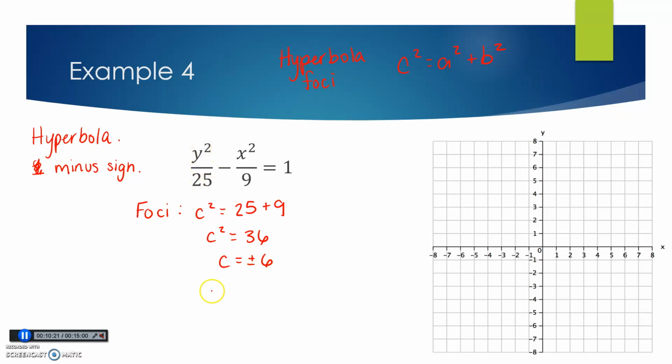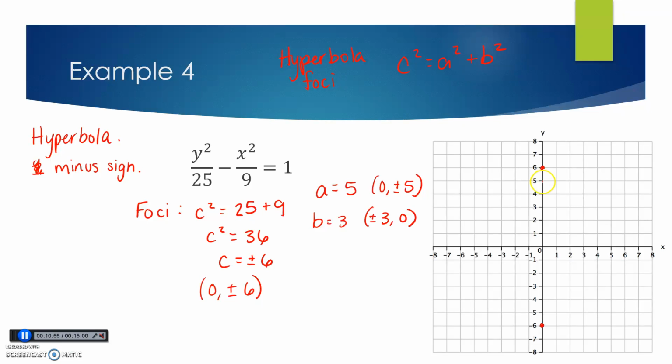Y comes first, so the 6 is going to go in the y spot. So I'm going to have 0 plus or minus 6. So if I put those points on here, that's there and there. Then I'm going to find my a and b values. So a would be the square root of 25, and I'm going to get 5. But it's in the y spot, so it's going to be 0 plus or minus 5. In x, the square root of 9 is 3, so I'm going to get plus or minus 3, 0.